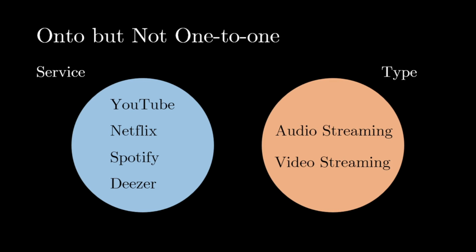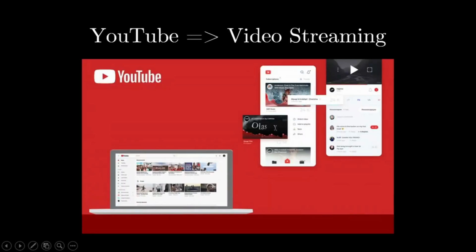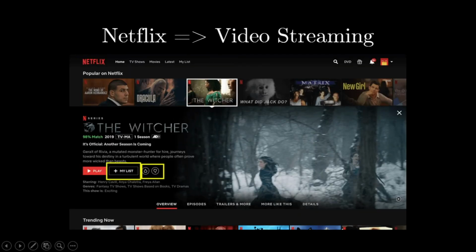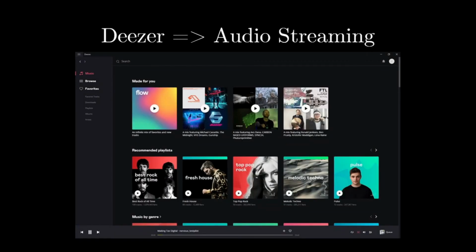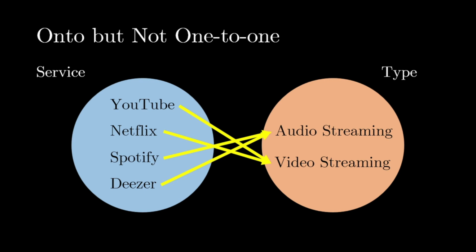Next up is onto, but not one-to-one. Baliktad naman dito. Let's investigate these two domains. YouTube is a video streaming service. Netflix is also a video/movie streaming service. Spotify, on the other hand, is a music streaming service as well as Deezer. As you can see here in the mapping, because all the streaming types are exhausted, the function is onto. But since YouTube and Netflix are both for video streaming and Spotify and Deezer are both for audio or music, this is not a one-to-one function.